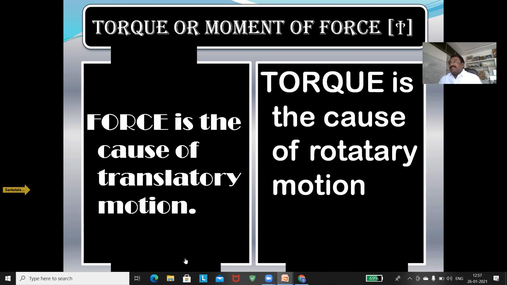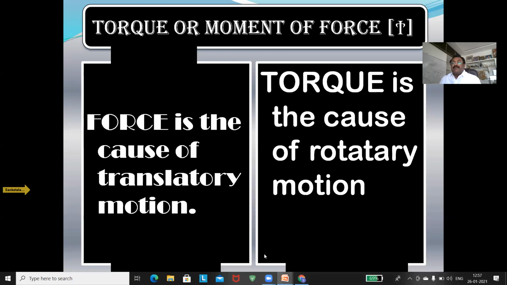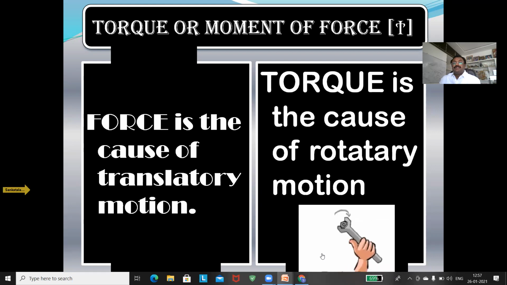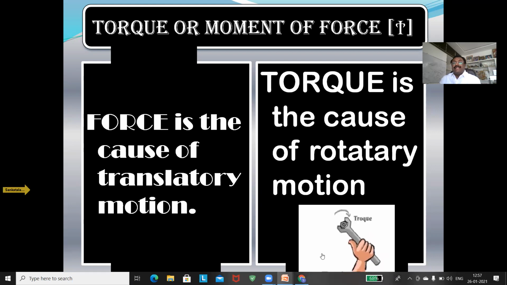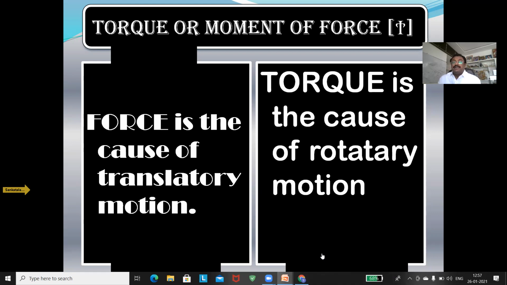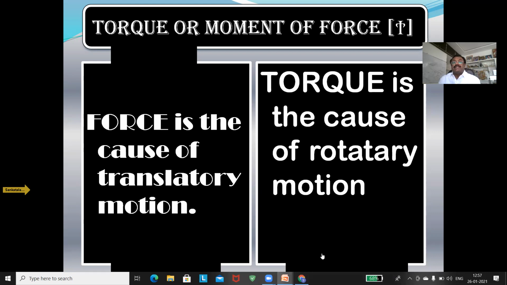In the same manner, in rotatory motion, the torque plays the same role. Torque is the cause of rotatory motion. If you want to produce the turning effect, the best example is a spanner. Now what we are doing here, we are applying a torque on a spanner. Then what happened? The torque produced the turning effect in the spanner.